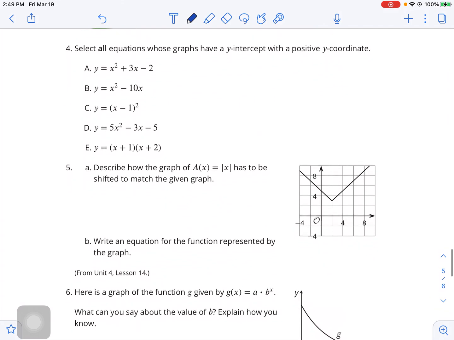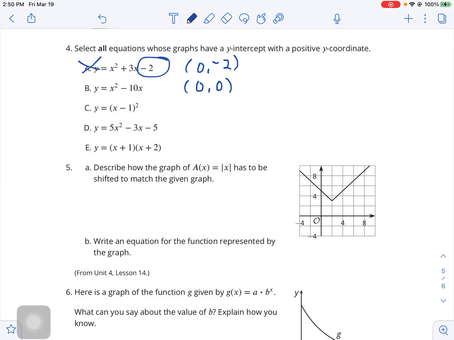Number 4, select all equations whose graphs have a y-intercept with a positive y-coordinate. So, yeah, this one does not. This one has a y-coordinate of negative 2, so that's not a positive y-coordinate. This one has a 0 y-intercept, and so that's not considered positive.